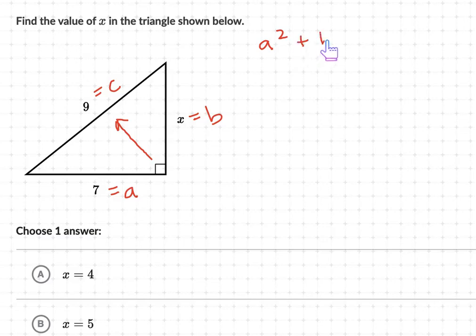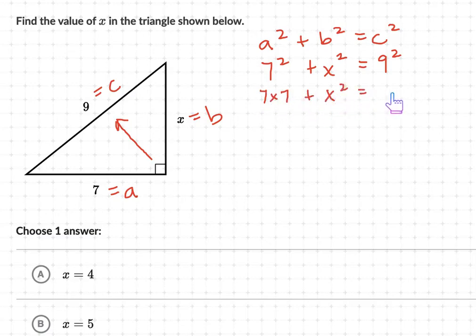Then I'm going to write down the formula, a squared plus b squared equals c squared. And I'm going to substitute in 7 for a and x for b. Substitute 9 for c. And then don't forget we have our squares. Squaring, remember, is multiplying by itself. So this is 7 times 7 plus x squared equals 9 times 9. 7 times 7 is 49. 9 times 9 is 81.